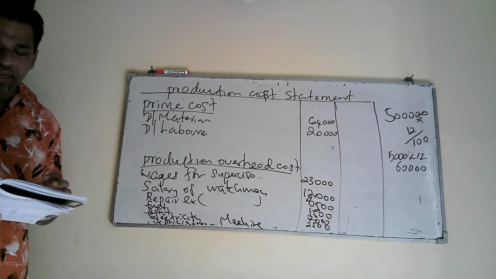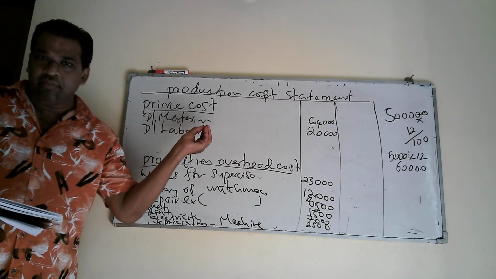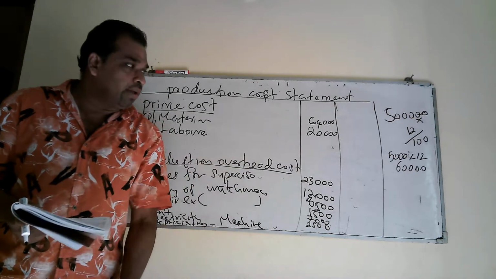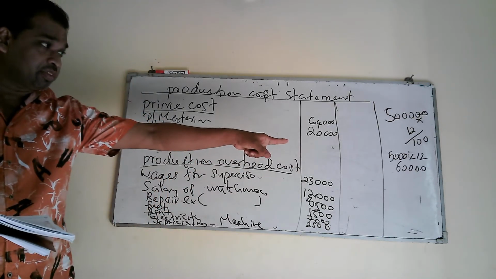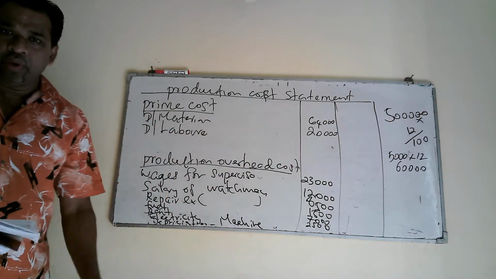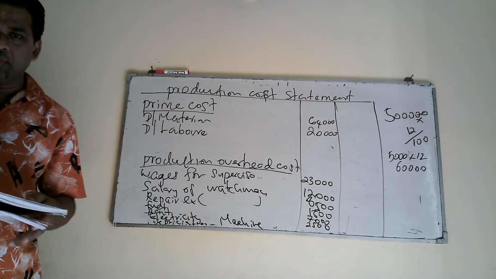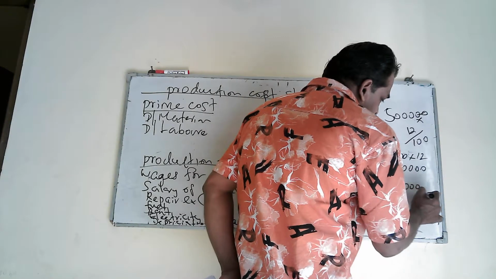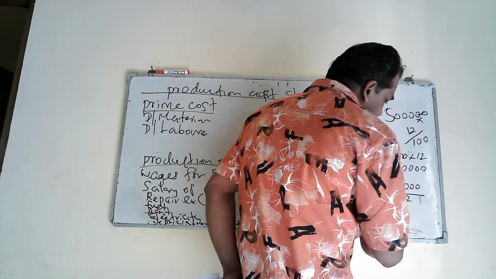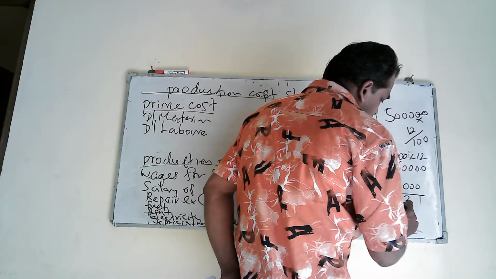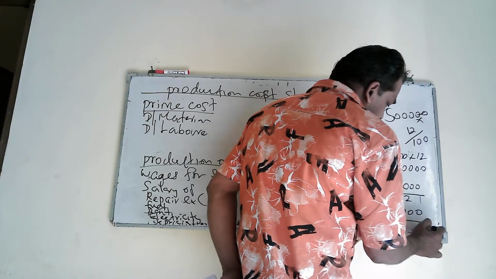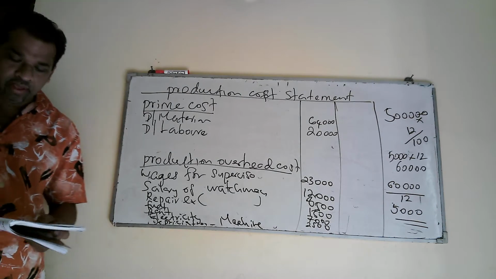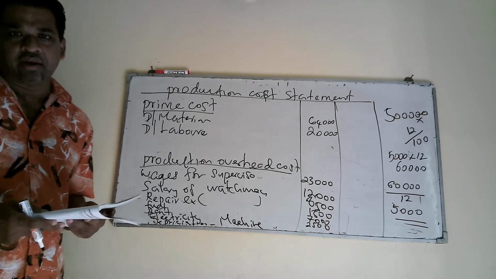But here we are preparing the production cost statement only for November. Therefore, we can't absorb the total value. We calculated 60,000 per annum. Therefore, we have to take what is relevant to the month of November. Then we can divide 60,000 by 12, then 5,000, right? Here again you can check whether it is correct or not.